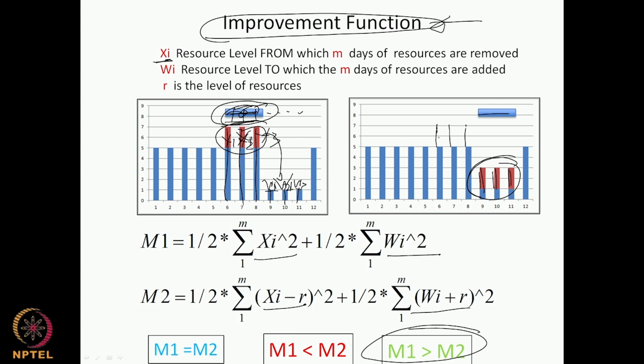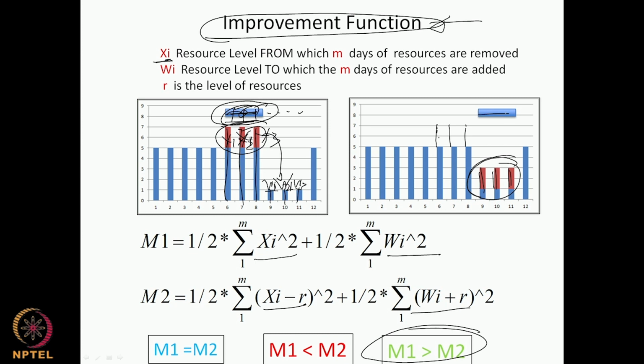So before I leave this slide, just reviewing, because this forms the basis of the minimum moment algorithm: we have a resource profile before shifting, we have a resource profile after shifting here, and we have only one activity for which we are shifting across. We are not going to shift multiple activities. The algorithm and the procedure we are dealing with does not involve at this stage shifting activities simultaneously.